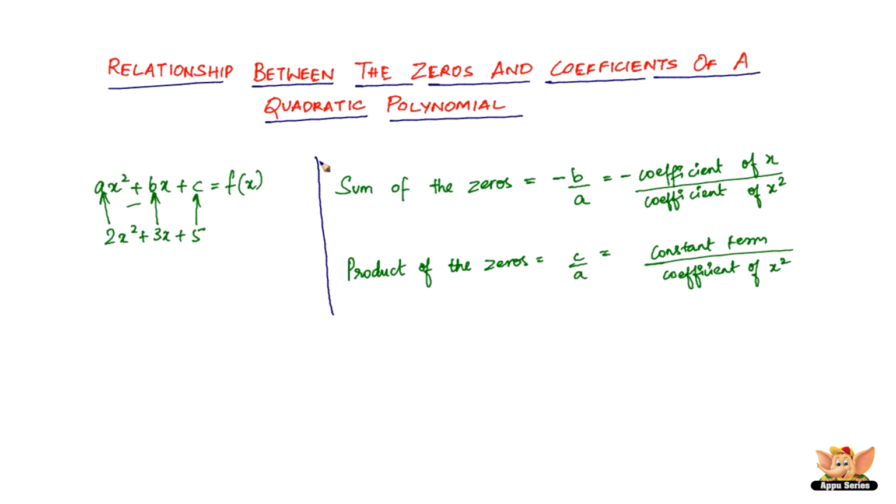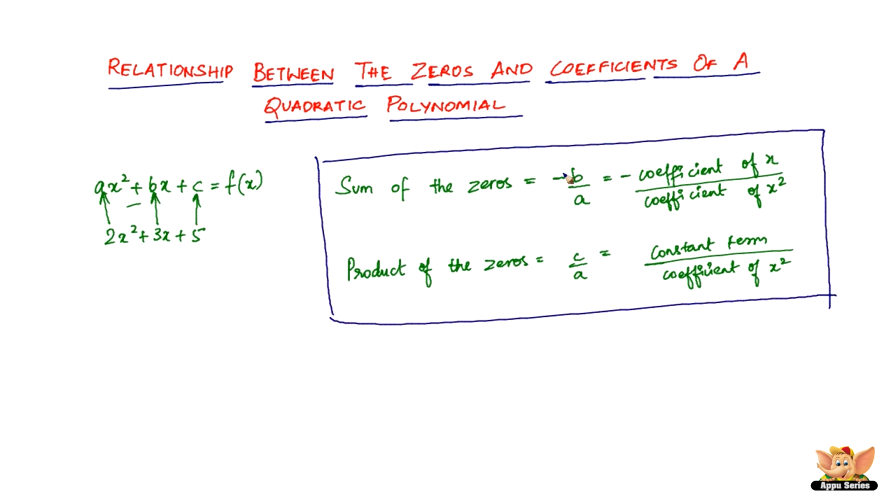So this ends this video. It's a pretty simple video. All you have to remember is that the sum of the zeros equals minus b by a, and you need to know what b and a are. b is the coefficient of x and a is the coefficient of x squared. And the product of the zeros is c by a, where c is the constant term and a is the coefficient of x squared again. So that ends this explanation as well as this video.